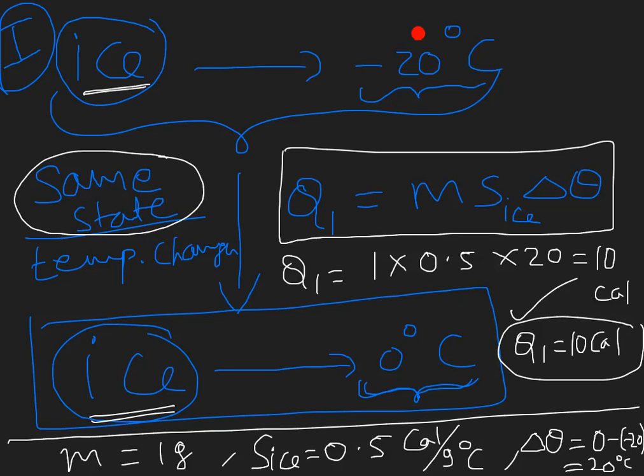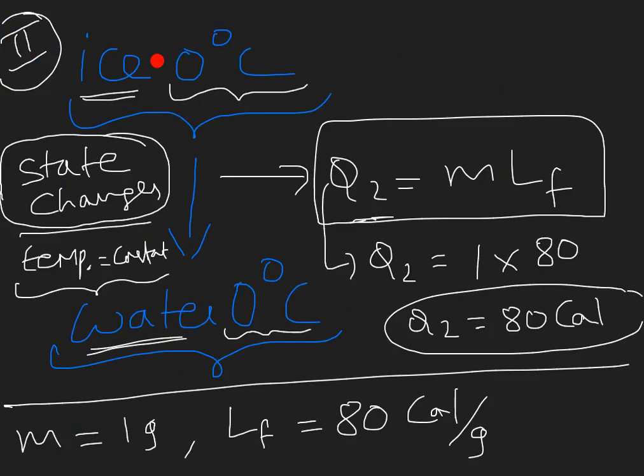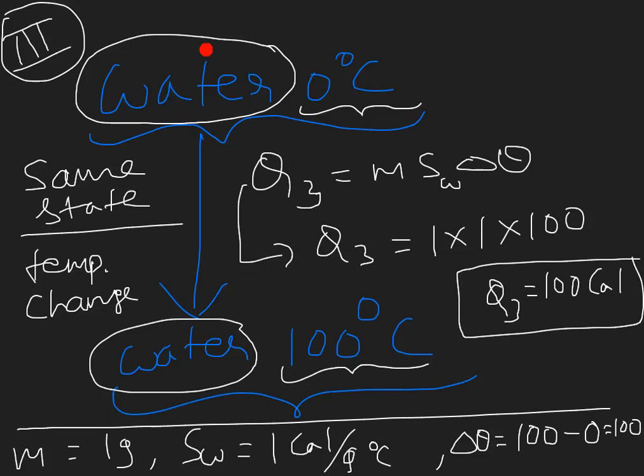I set minus 20 degrees centigrade to 0 degrees centigrade. Second step, what did I do? I set ice at 0 to water at 0. Third step, what did I do? Water at 0 to water at 100. We have to follow it like this only, beta. We can't skip the steps. You have to follow the same steps every time.